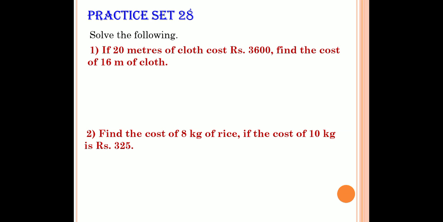Solve the following. If 20 meters of cloth costs rupees 3600, find the cost of 16 meters of cloth. So here we have to find it the same way. They have given us the cost of more, so we divide and find the cost of 1, and then we have to multiply. So the first thing, the cost of 20 meters of cloth is rupees 3600. Therefore, the cost of 1 meter is equal to 3600 divided by 20, because we are finding the cost of 1 so we divided. So that is equal to rupees 180.